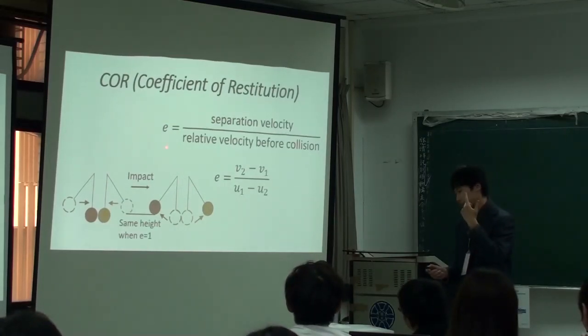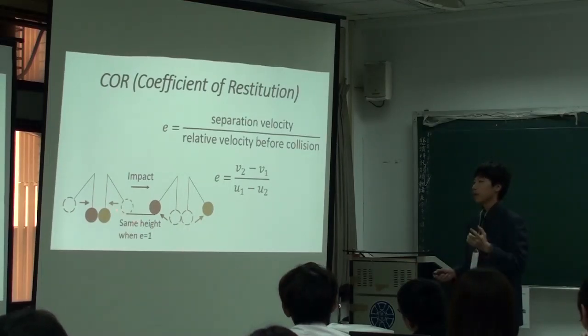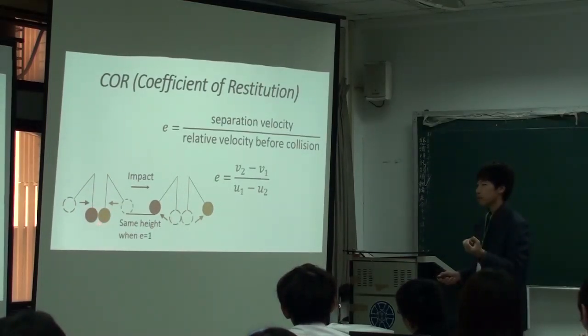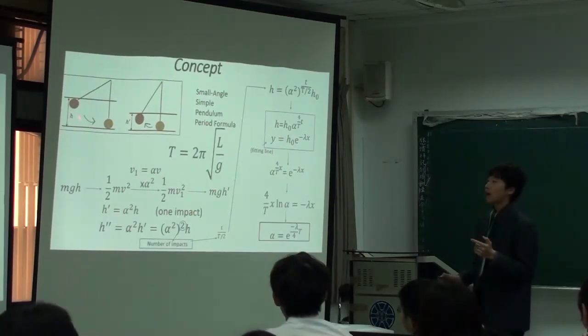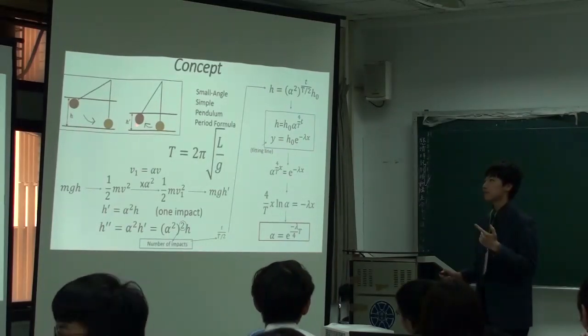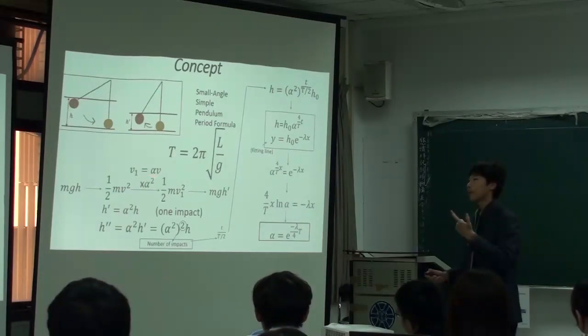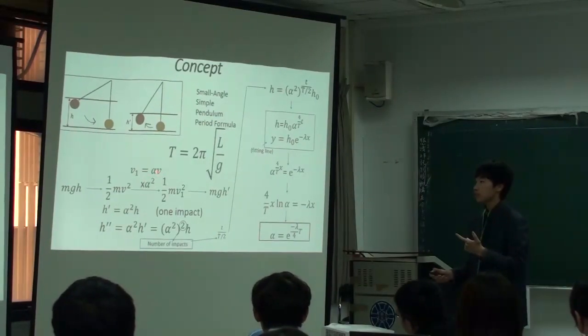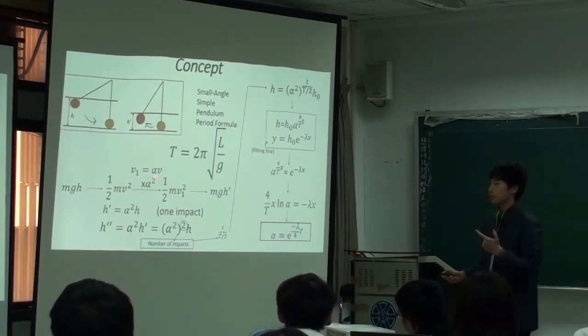This coefficient, if e equals 1, then when it impacts, it will return to the same height. Concept. This is the initial height, and this is the final height. v1 equals alpha v, where this is the initial speed and this is the final speed. This alpha is the coefficient of restitution.